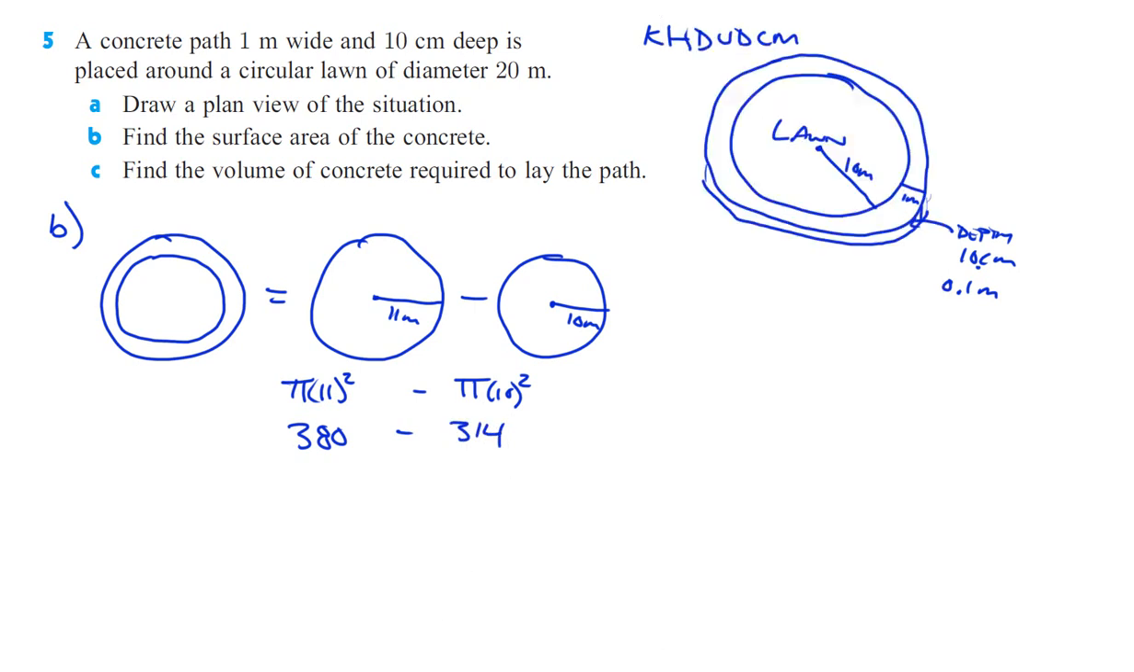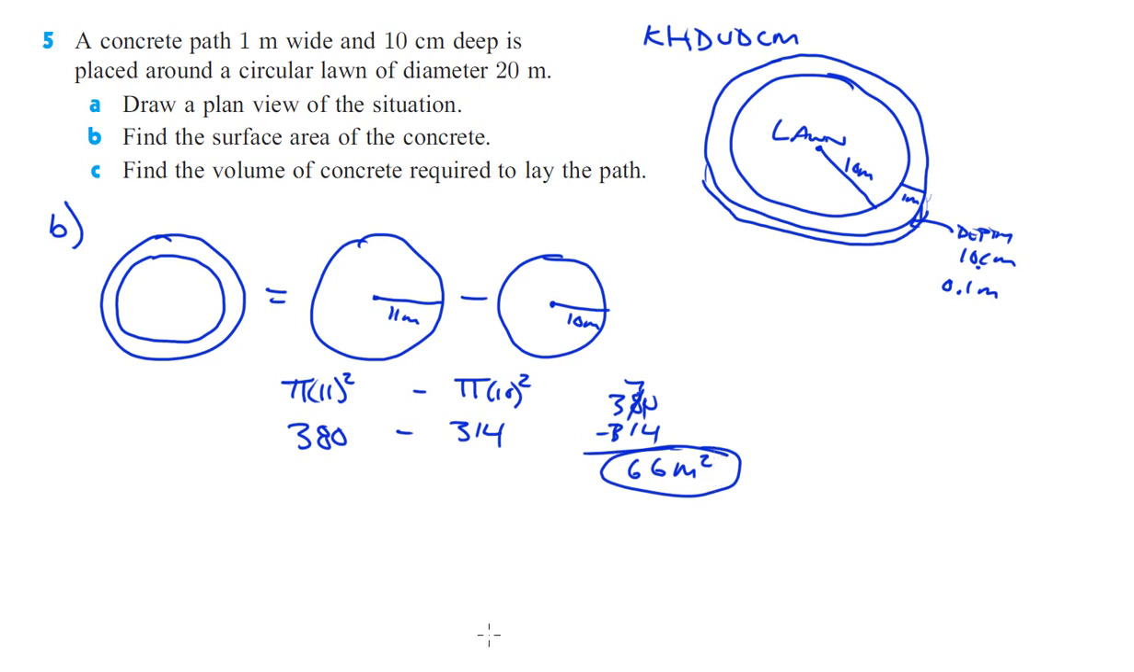All right, 314.15, yeah, we'll go with that. So when we take 380 minus 314, that gives us 66 meters, and we're talking about area here, right? Because that was 10 meters squared, that's 11 meters squared, so it's 66 meters squared. Should be the surface area of our concrete.